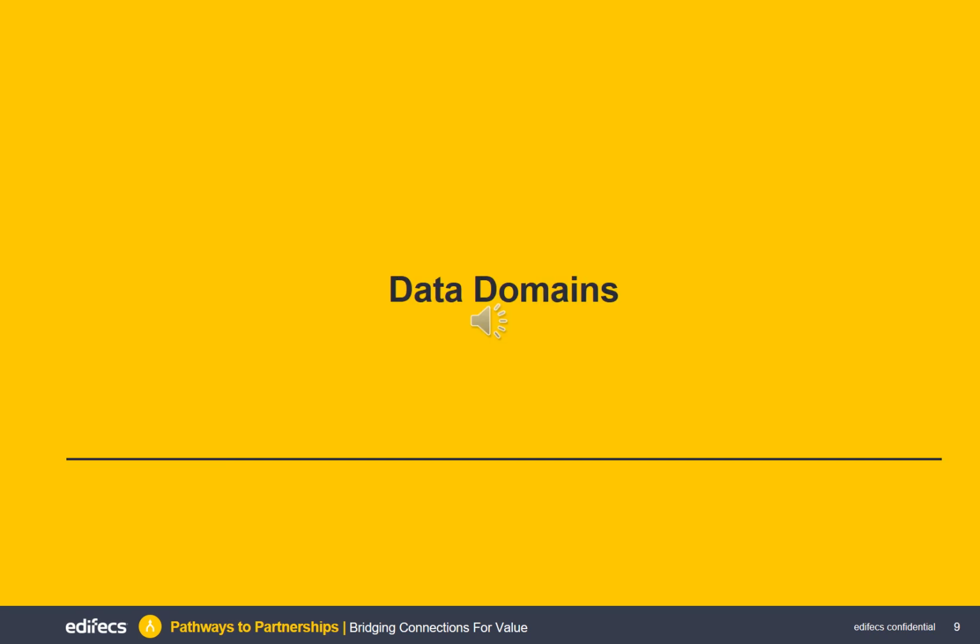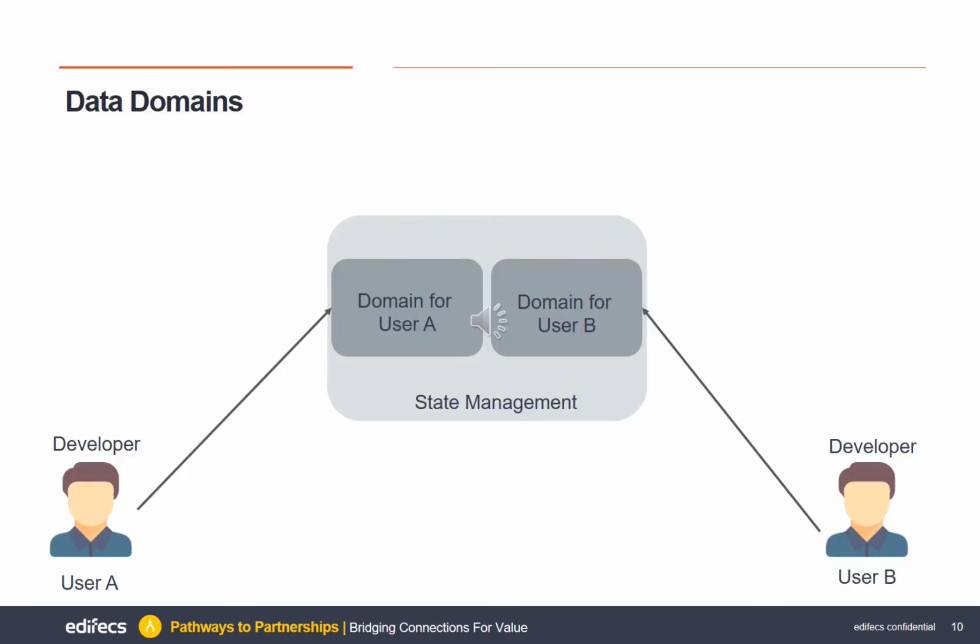Data domains. And now we will talk about data domains. Let's imagine that there are two projects for different partners in state management, Project A and Project B, and two users, User A and User B, that work on each project. Since the projects are different, there are different business processes associated with these projects. Both users are developers and have full permission to access the system. Both users may start testing the system against real data.